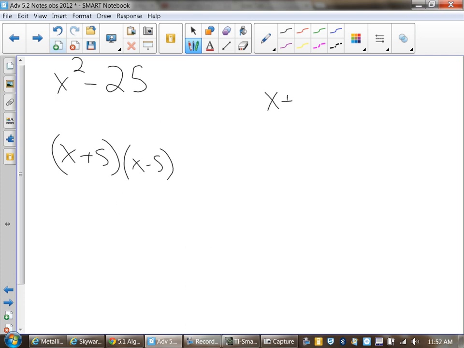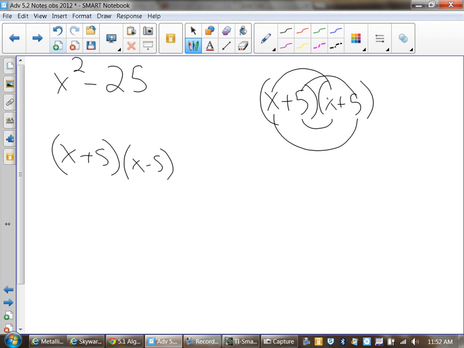If it was x plus 5, x plus 5, when you FOIL that, remember good old-fashioned Billy Binomial? You remember Billy Binomial? First, outside, inside, last. Guys, that spells out FOIL. Billy Binomial.